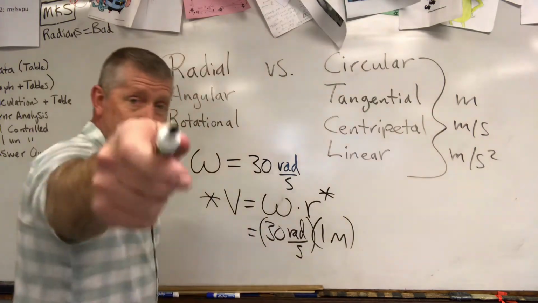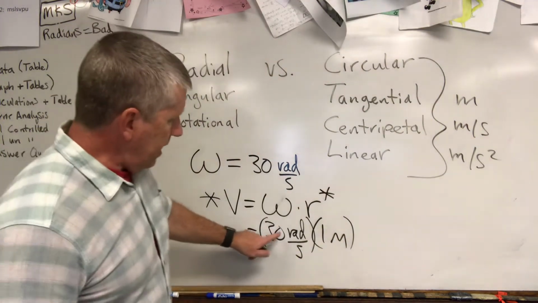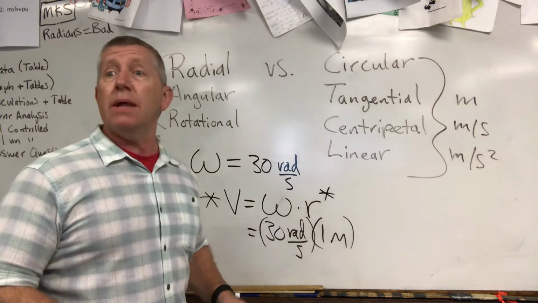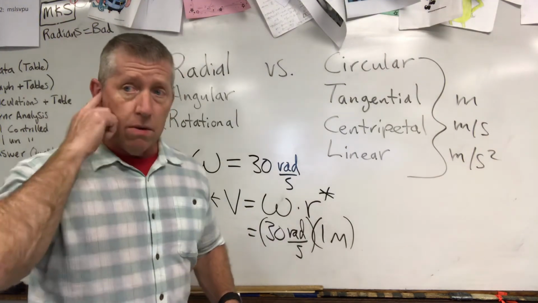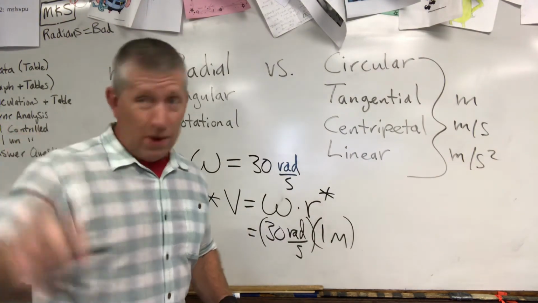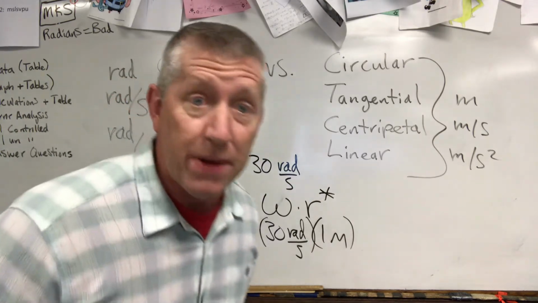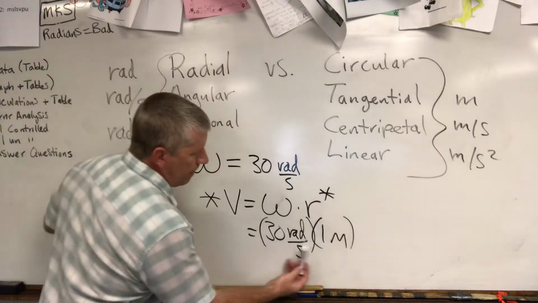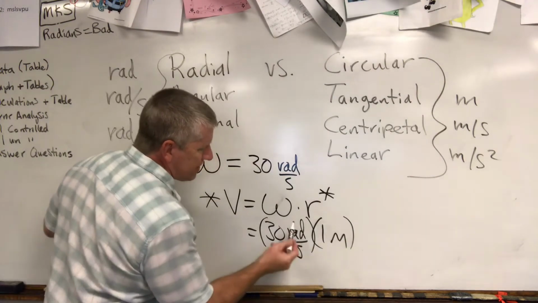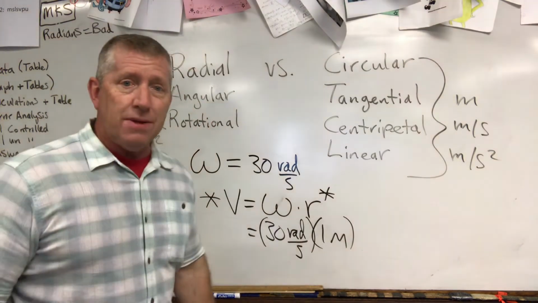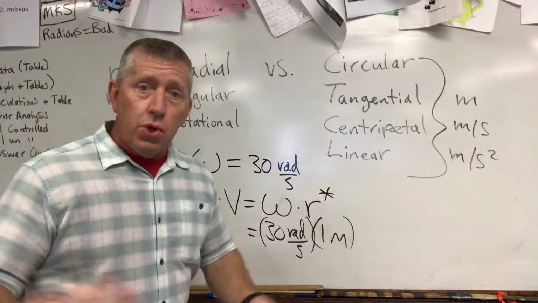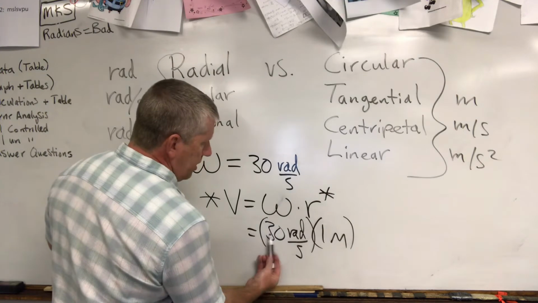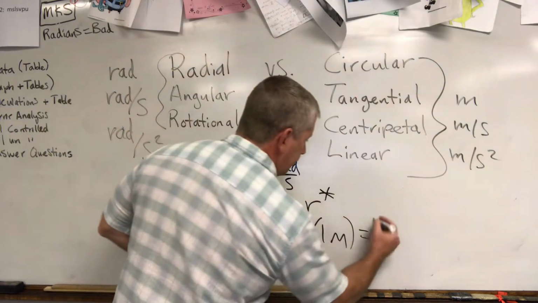So 30 times 1. So this is going to end up being meters per second because a radian is not a unit. It's a thing. So this ends up being 30 meters per second.